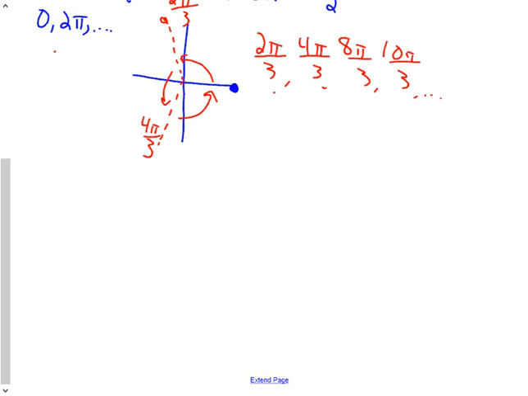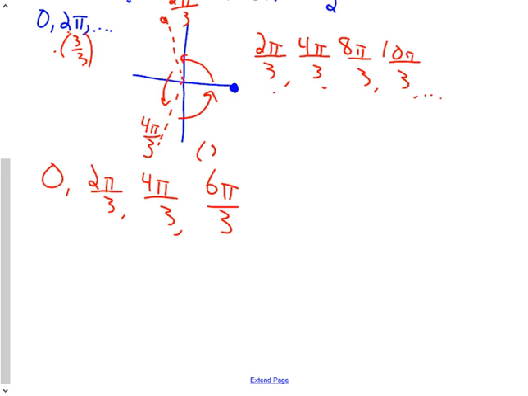Looks like it might. We've got 0, 2 pi thirds, 4 pi thirds, 2 pi, which we want in thirds, so times 3 over 3, and we're going to get 6 pi thirds. And then I got 8 pi thirds, and so on. So far, it looks like it has a nice pattern to it. We've got 0, 2, 4, 6, 8, and the bottom is staying the same as thirds.